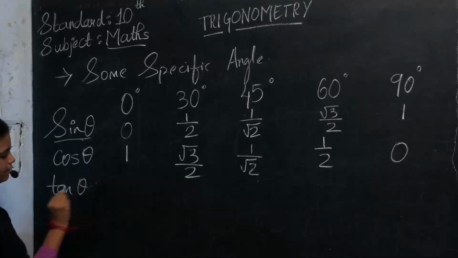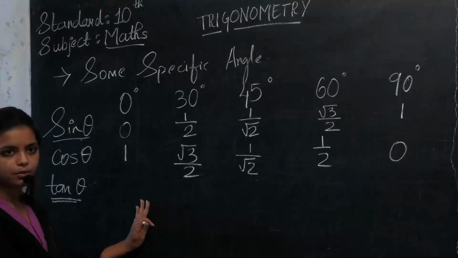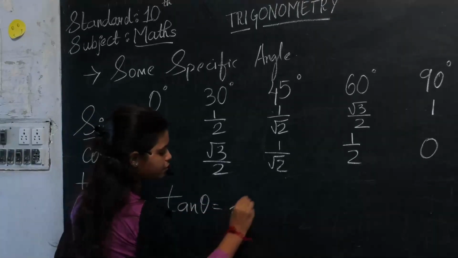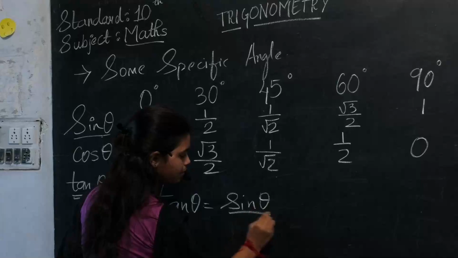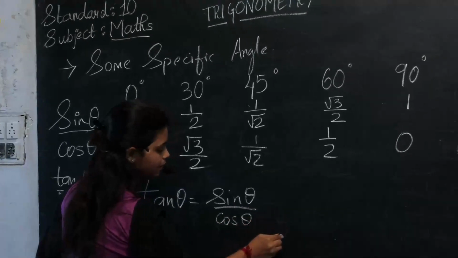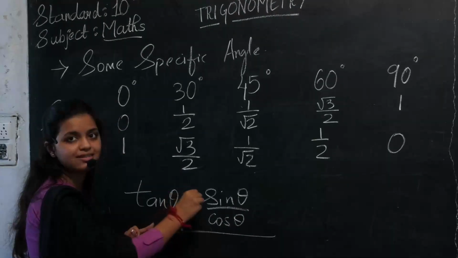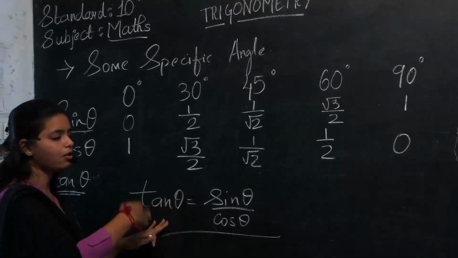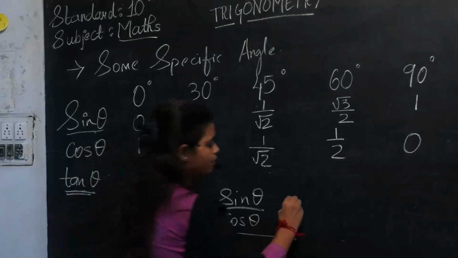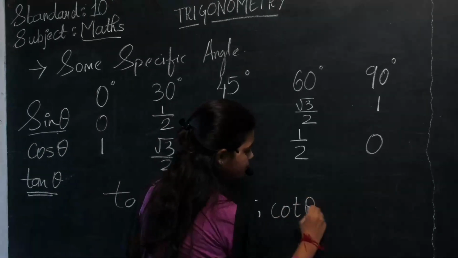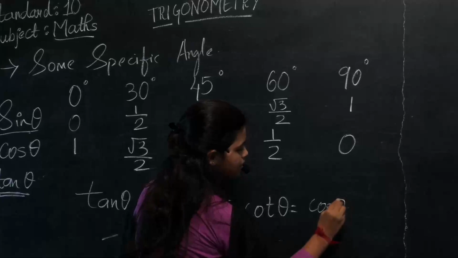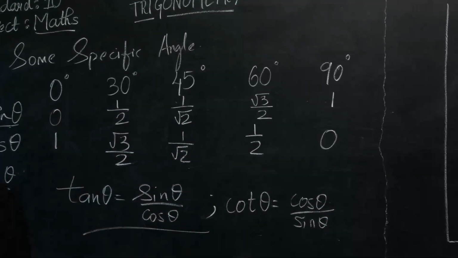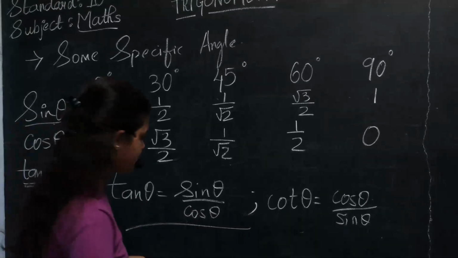Now tan theta. Just remember the formula of tan theta. Tan theta equals sin theta upon cos theta. It is the expression using sine and cos, right? And you know very well that the reciprocal of tan is cot. So what will be the value of cot theta? It will be cos theta upon sin theta. Clear till here? Okay.